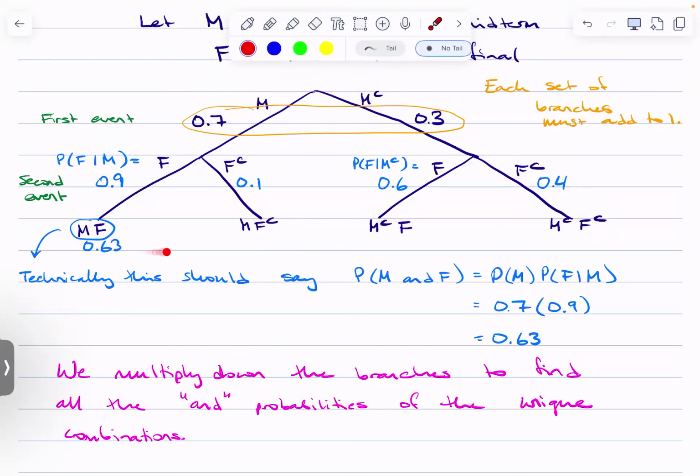These are all the possible combinations, which should add to 1, right? If you've done things correctly, they should all add to 1 once you consider all of them together, right? So that's why you don't want to do any rounding unless you absolutely have to, and then give yourself some wiggle room if you have. 0.7 times 0.1 is 0.07. 0.3 times 0.6 is 0.18, and 0.3 times 0.4 is 0.12.